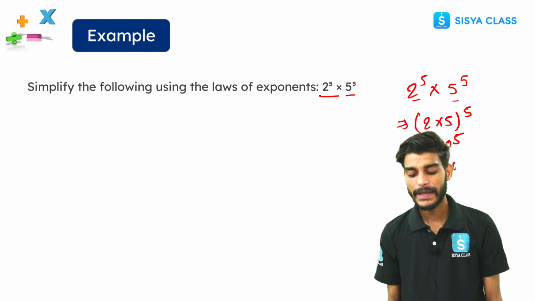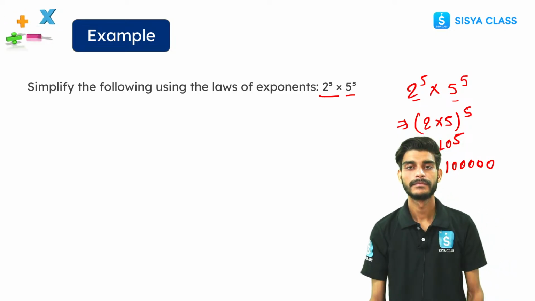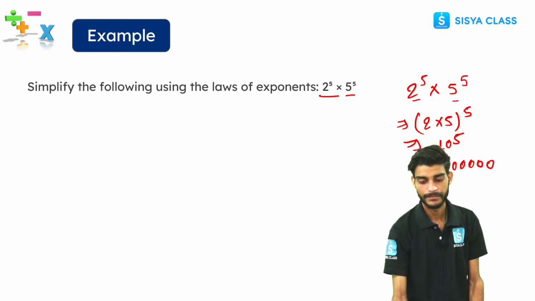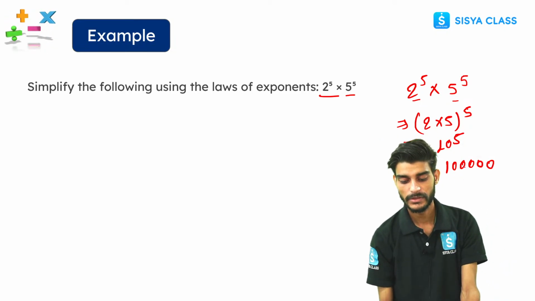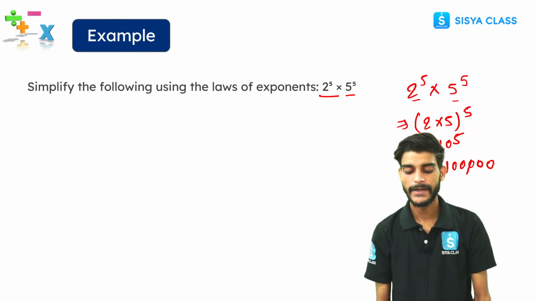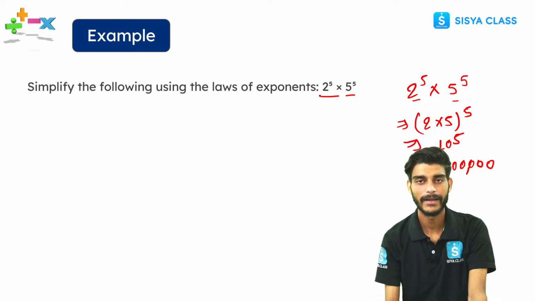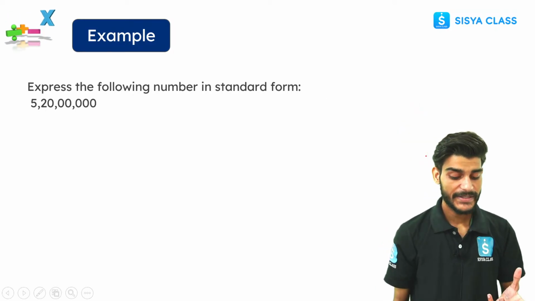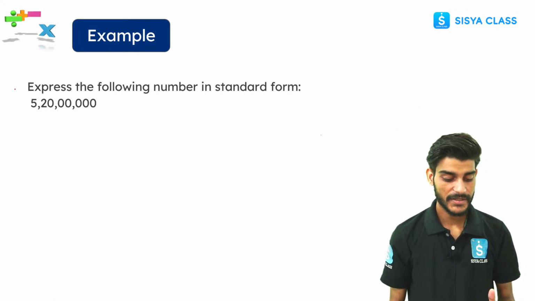That is 10. This is what you will get: 1, 2, 3, this is what you will get. 1 lakh. Next question. See how simple these questions are.